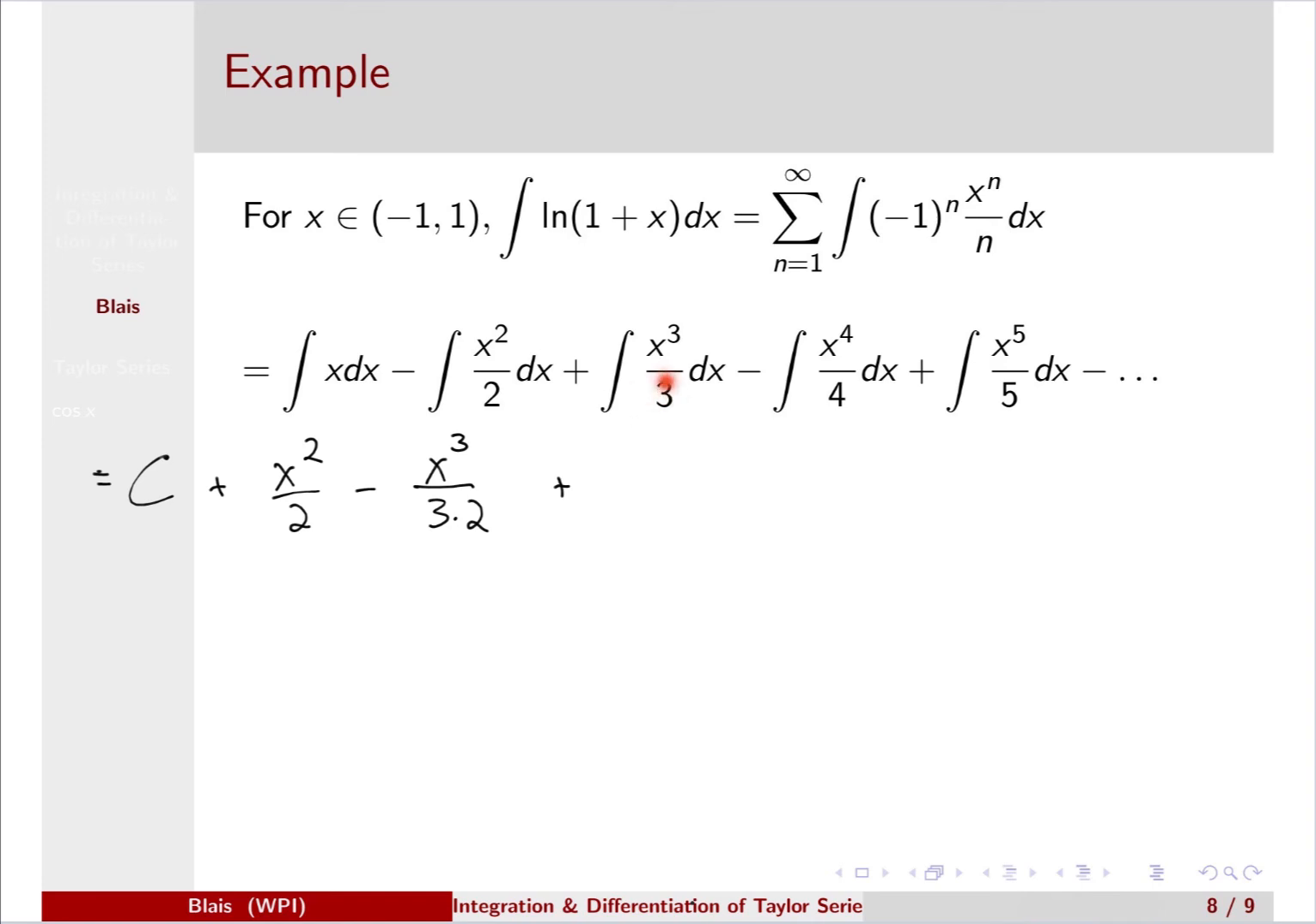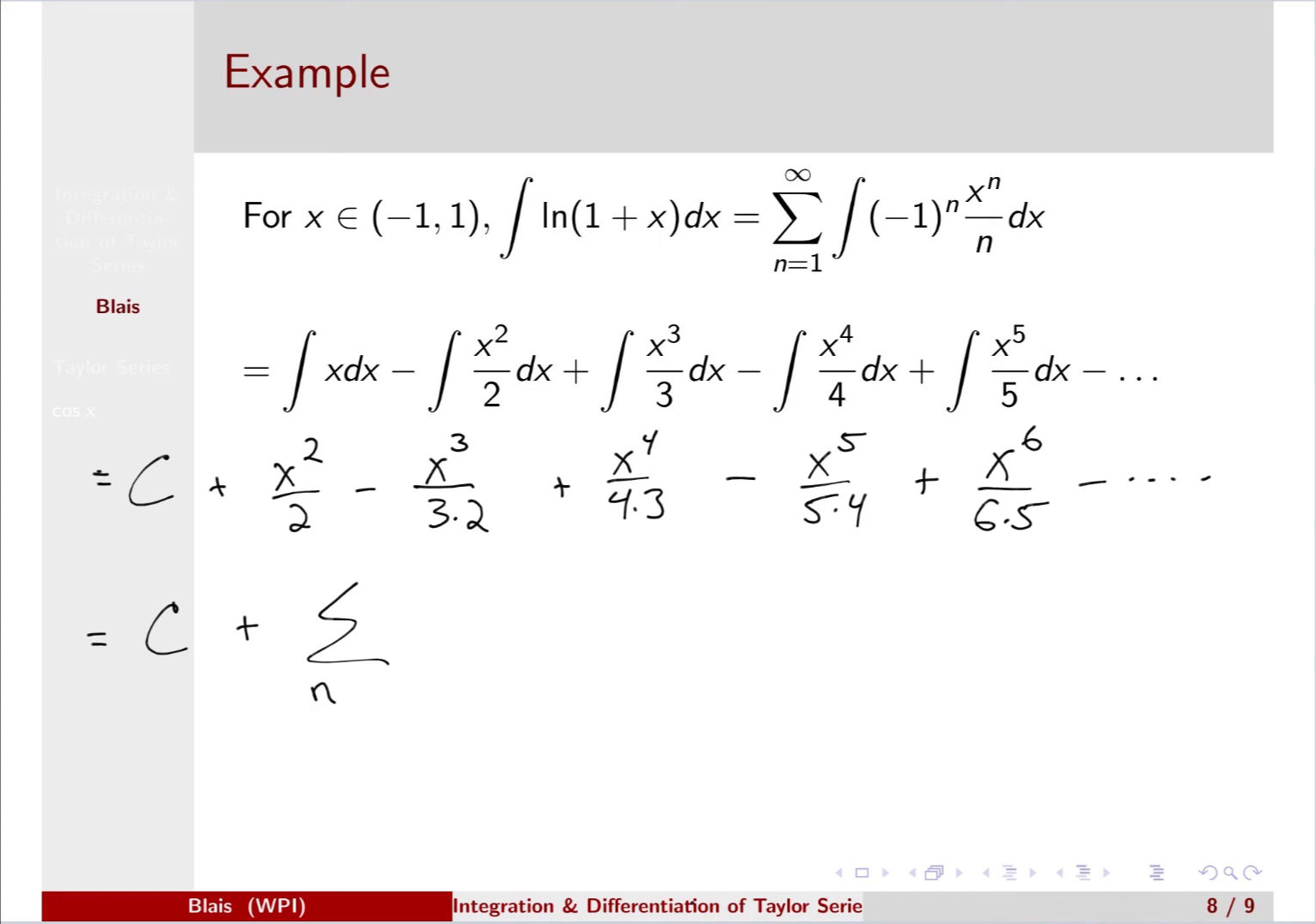For this term here, we'll have an x to the 4th over 4 times 3. For this next term, x to the 5th over 5 times 4. For the next, x to the 6th over 6 times 5. So on and so forth. And it looks like we can identify the pattern. So we have a constant, and then we'll have a sum. We'll have to figure out what we want n to start at.